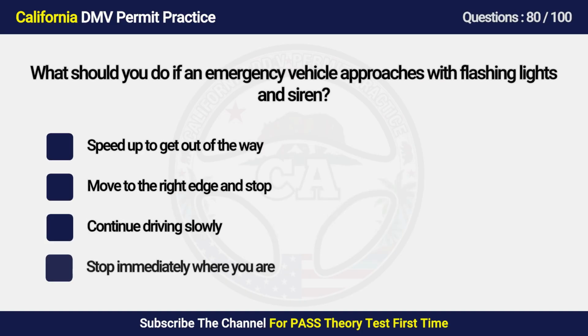Question 80. What should you do if an emergency vehicle approaches with flashing lights and siren? A. Speed up to get out of the way. B. Move to the right edge and stop. C. Continue driving slowly. D. Stop immediately where you are.